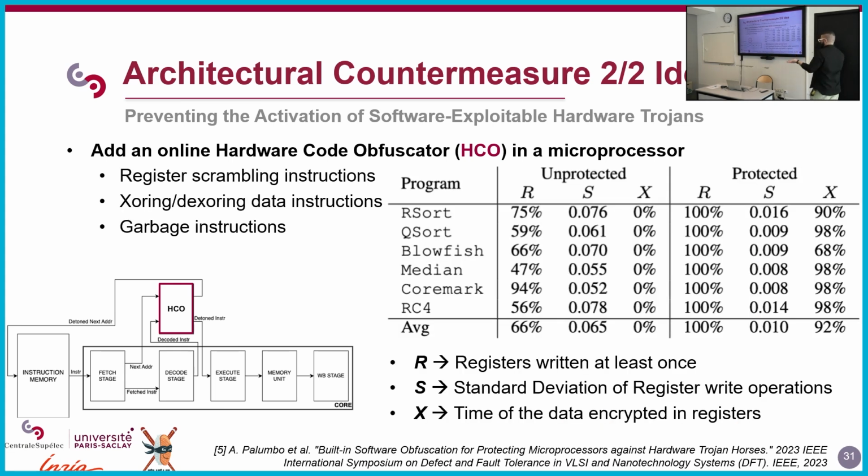Those ones are some percentages comparing the unprotected and the protected implementations: the percentage of registers written at least once, the deviation of register write operations, and the time in which the values stored are encrypted in the registers.